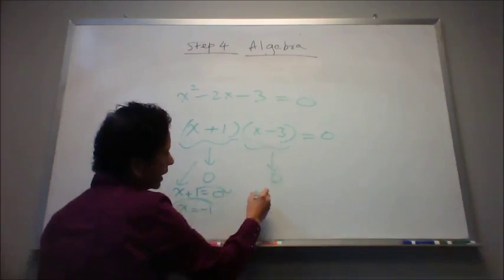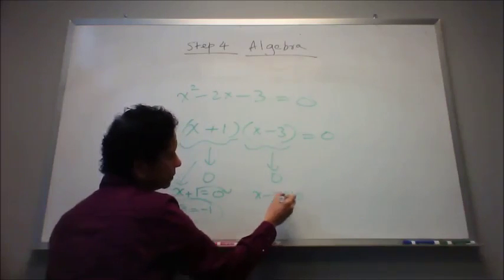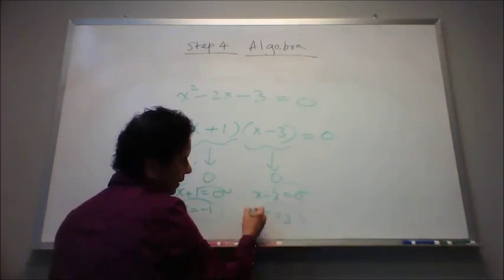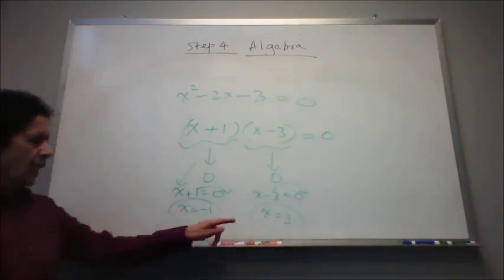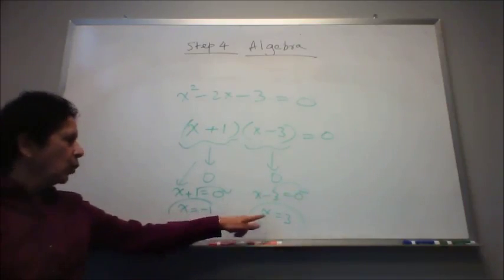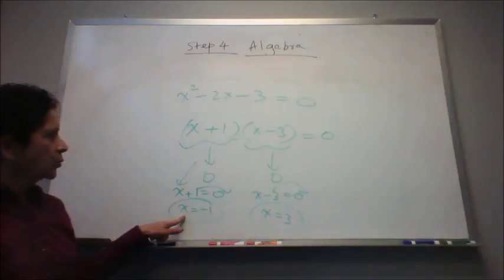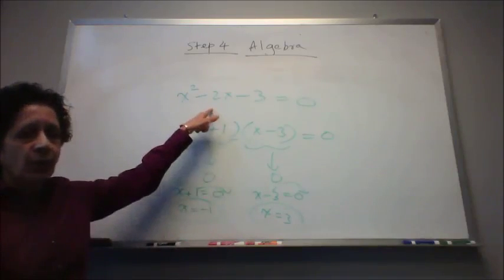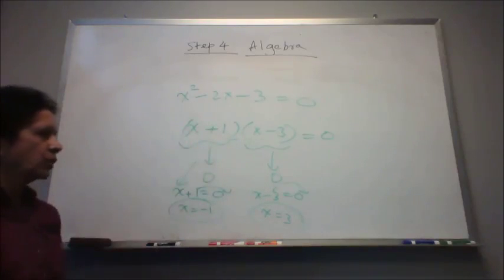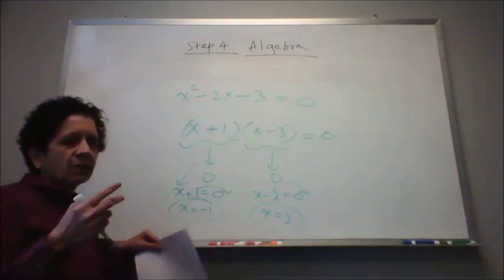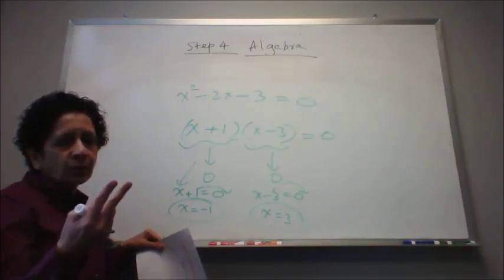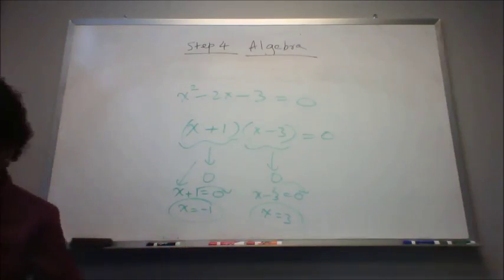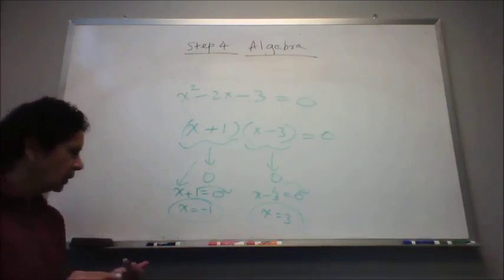Or here, x minus 3 equals 0. I don't like the minus 3, so it goes to the other side. So x equals 3. So either x could be equal to 3 or x could be equal to minus 1. Those are the two possible solutions for this quadratic equation. Anytime you have a quadratic equation, you will always have two possible solutions. Okay? So that's how you solve quadratic equations.